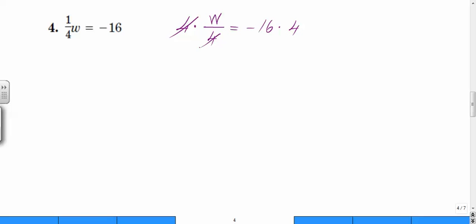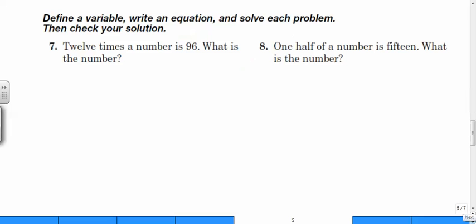4 divided by 4 is 1. On the left you have w, which equals, well, negative times positive will be negative. 16 times 4 will be 64. Good. One more. Two more.